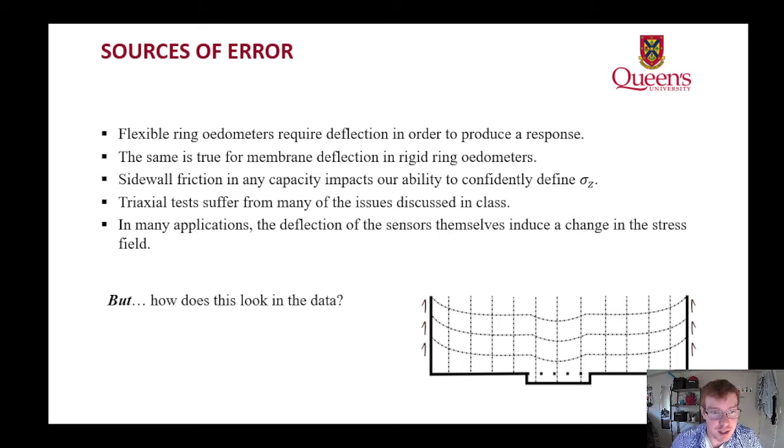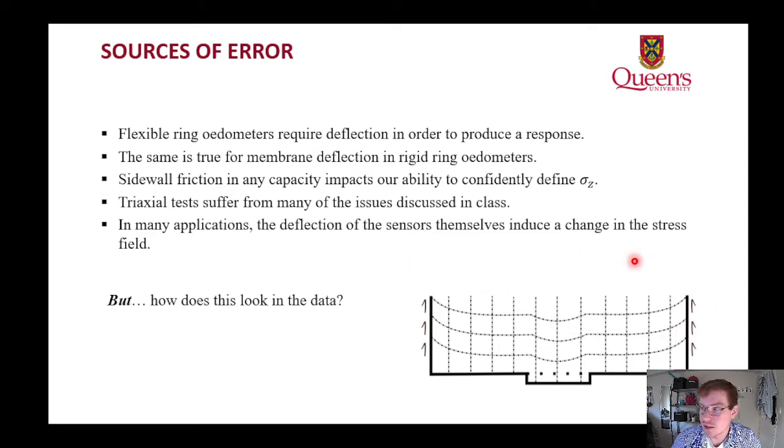So in many applications, the deflection of the sensors induces a change in the stress field. I've prepared a figure on the screen, not to be taken too literally, of course, see it on the bottom right here. It just helped me at least visually understand the impacts of sensor deflection and sidewall friction upon a vertically straining element. So imagine that this is a soil sample, dark black lines representing some sort of vessel, this dotted line representing the deflecting surface of a pressure transducer, and these little fletches representing sidewall friction.